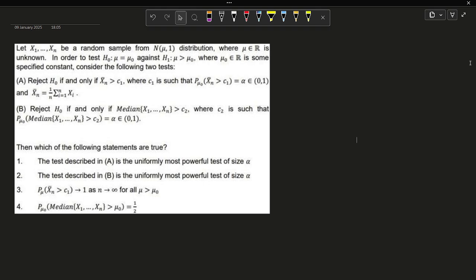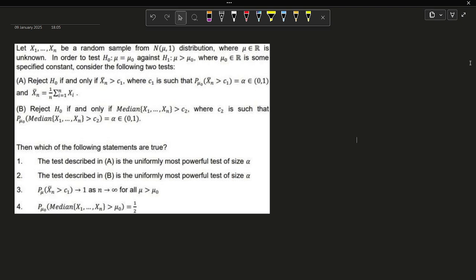Option 1 says that the test described in A is the uniformly most powerful test of size alpha. Option 2 says the same thing for B. Option 3 says that P_mu(Xn bar > c1) goes to 1 as n tends to infinity, for all mu greater than mu0. And option 4 says that P_mu0(median > mu0) is equal to a half. So what will happen?